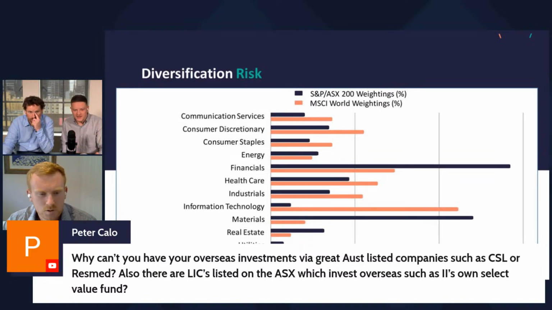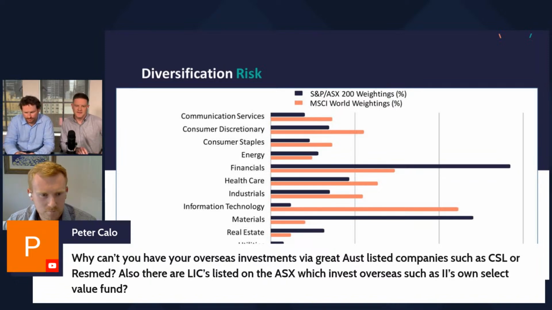Why can't you have your overseas investments via great Australian listed companies such as CSL or ResMed? And are there any LICs that are listed on the ASX which invest overseas, such as Intelligent Investor's own Select Value Fund, which we launched about, was it 6 months ago? Six months ago, yeah, which you're integral with.